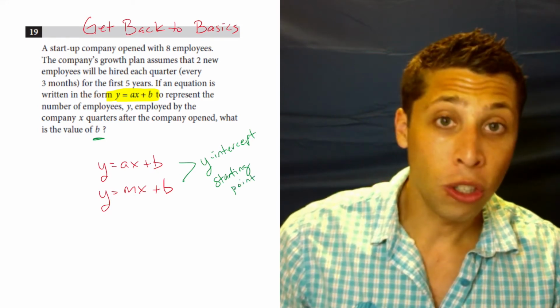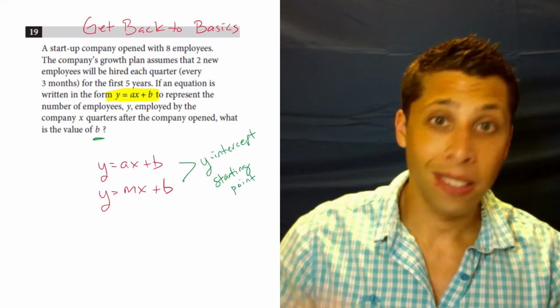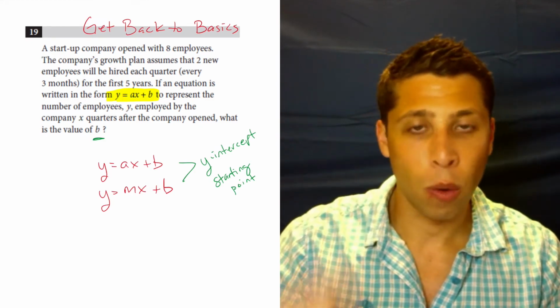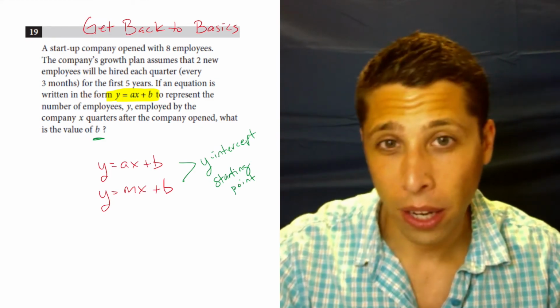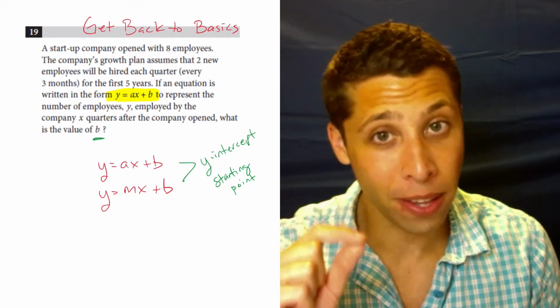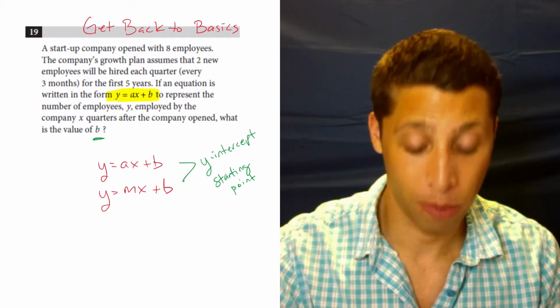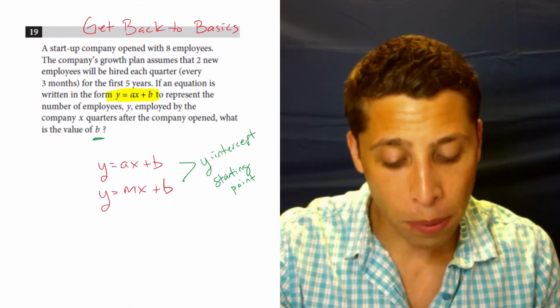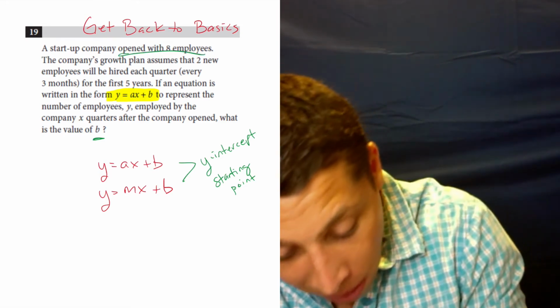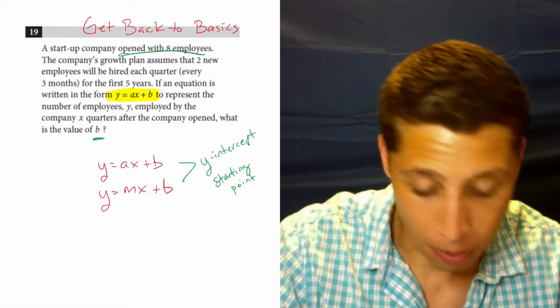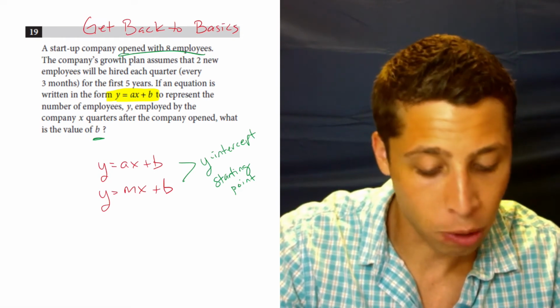And so what we should do as we go through this story now is, instead of just reading it and trying to absorb everything, we're looking for something very specific. We want to hear something that sounds like a starting point or an initial value. So let's look at it. A startup company opened with 8 employees. It's right there. The company's growth plan assumes that 2 new employees will be hired each quarter.